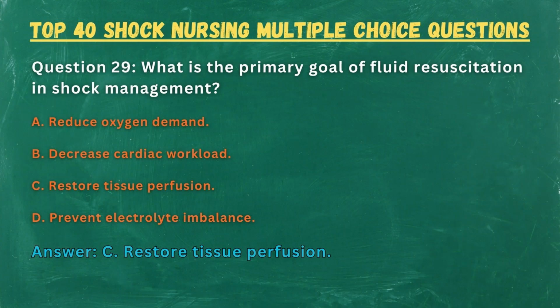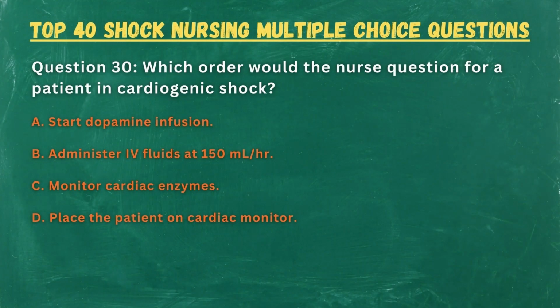Answer: C. Restore tissue perfusion. Question 30. Which order would the nurse question for a patient in cardiogenic shock? A. Start dopamine infusion. B. Administer IV fluids at 150 milliliters per hour. C. Monitor cardiac enzymes. D. Place the patient on cardiac monitor.